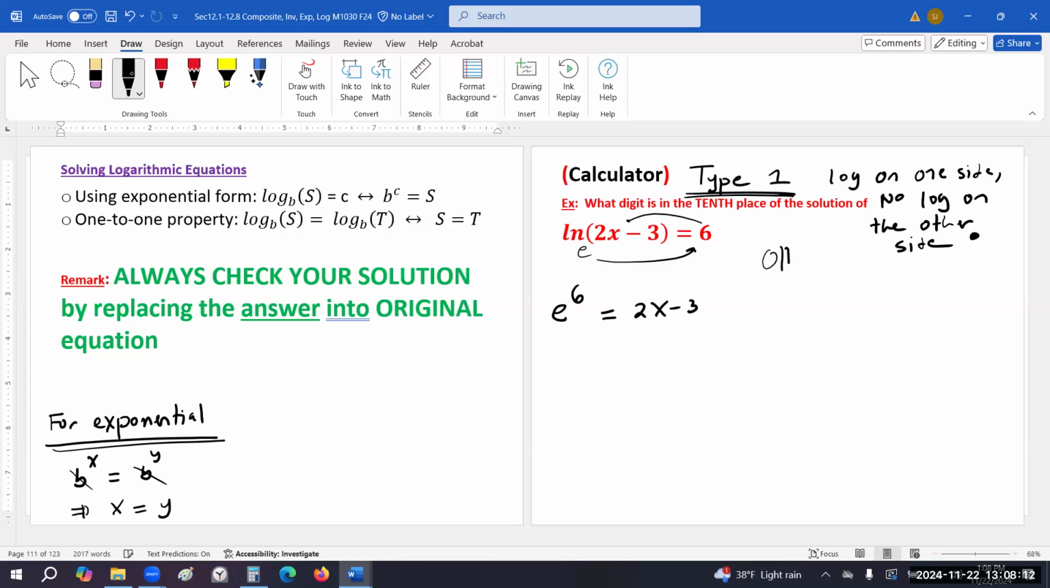Or if you forget about that, no problem. Ln of 2x minus 3 equals 6. If you forget that ln has a base e, all you have to do is apply e to both sides. They will do the same work. e and ln cancel out. We have 2x minus 3 here, and the other side is e to the 6.